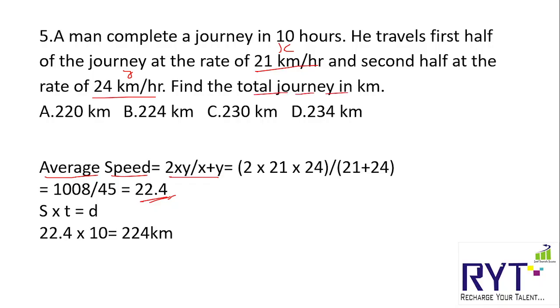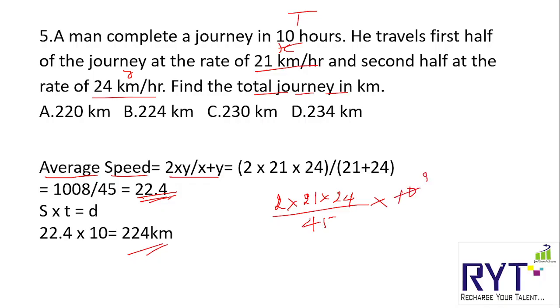Distance they want. They don't want speed. They want distance. So speed into time is distance. 22.4 is the speed. Time is 10 hours. So 22.4 into 10 is 224. We can do it this way also. Let me just show you. You can write like this: 2 into 21 into 24. 2xy divided by x plus y. We have to add 21 plus 24. At any cost, we have to add, 45, into 10 hours. Correct? Into 10. You can write like this.